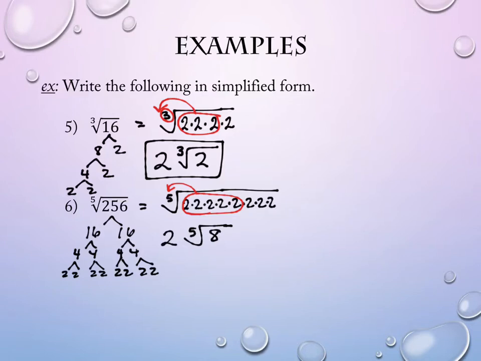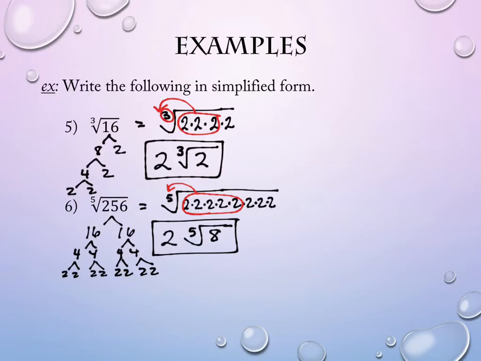And it's perfectly reasonable that we would multiply that back together because it doesn't simplify to come out. So this would be 2 5th root of 8. Cool stuff, right? Yeah, absolutely.